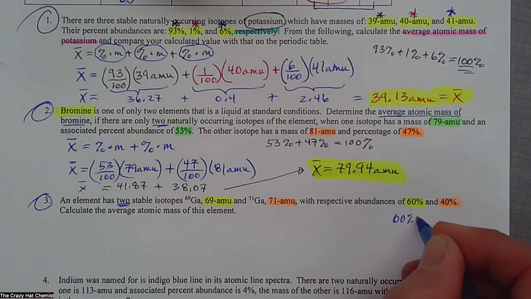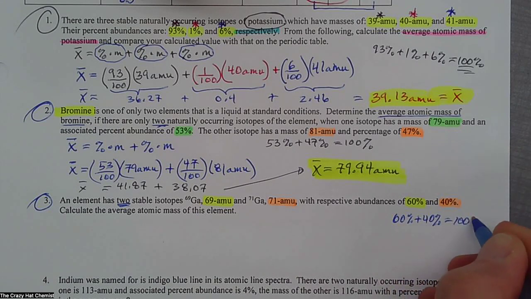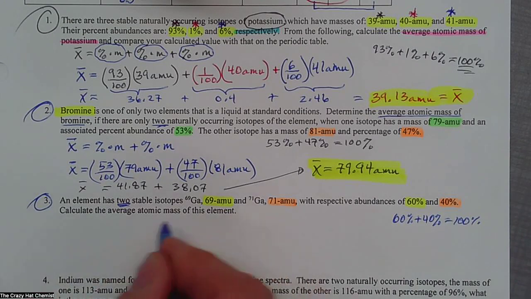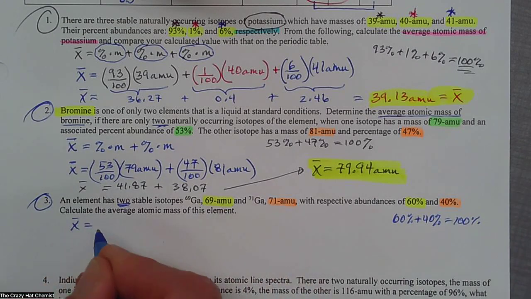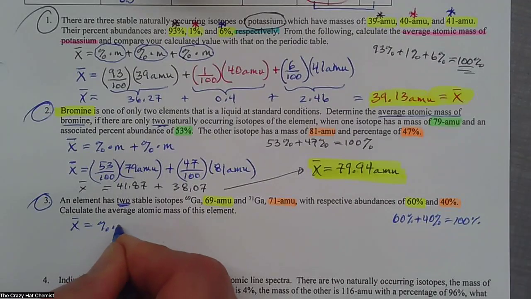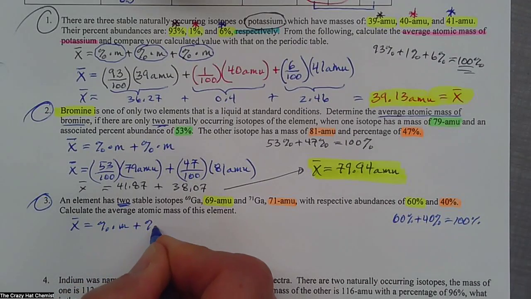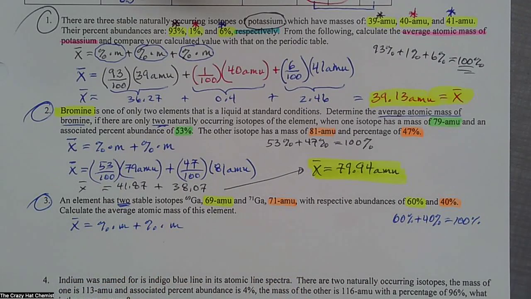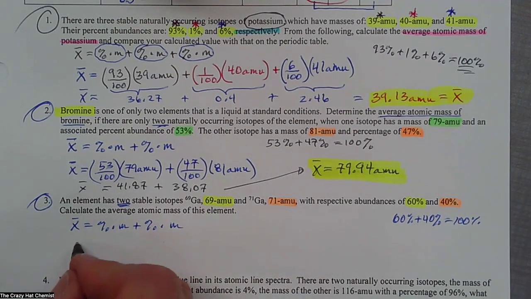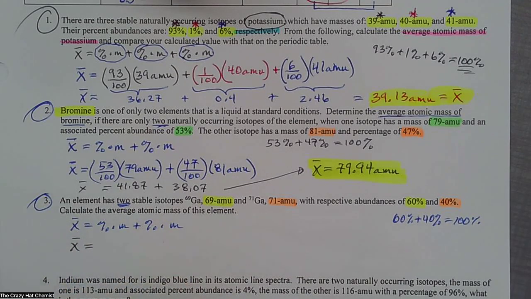You should see that 60% plus 40% is equal to 100%. That means I have all the isotopes in this element. So the average is equal to percent times mass plus percent times mass. All right, perfect. So the average is equal to percent. And let's see if we can do that here right now.